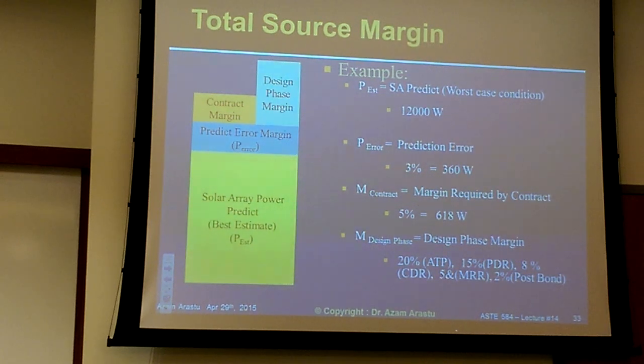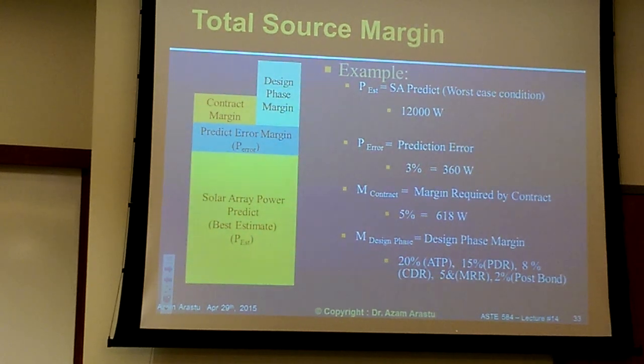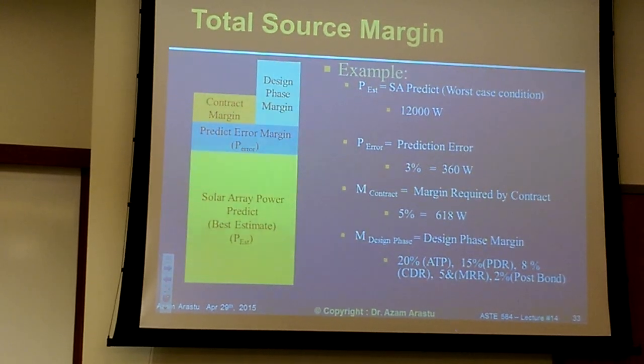What are those percentages applying to? Because it adds up to 50% so far. No, you don't add it. This one doesn't. I'm saying at this ATP, let's say I put 20% margin. Again, maybe this is too high. Maybe at ATP I can put 10% because of a lot of uncertainty.